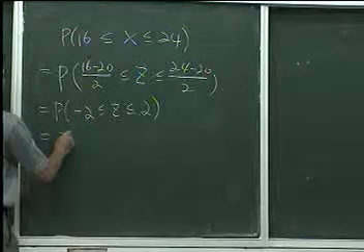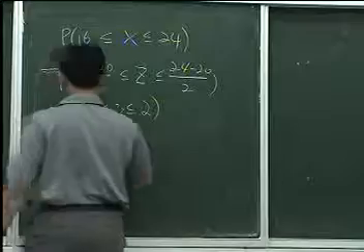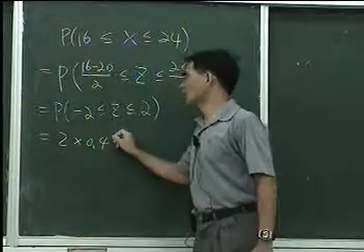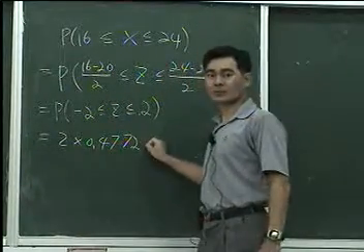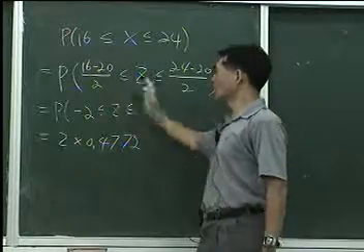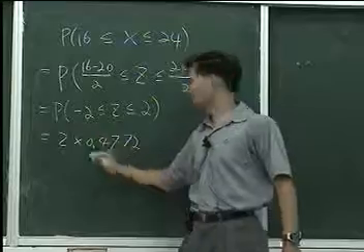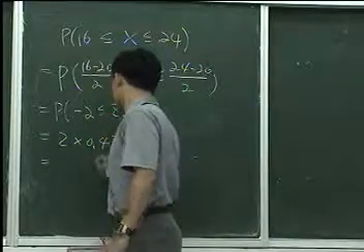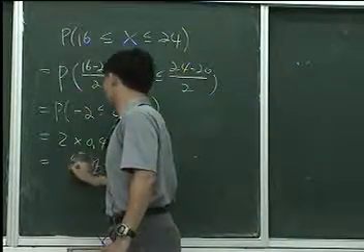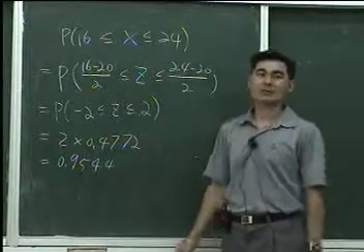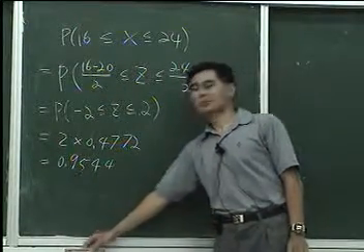So it will be 2 times 0.4772, right? Because you have one side equal to 0.4772. You have two sides actually. So what do you get? Okay? Is that right? Okay, any questions?